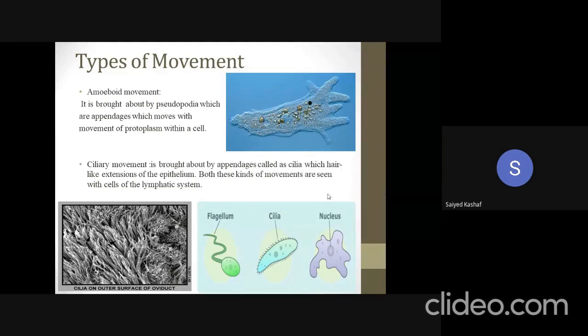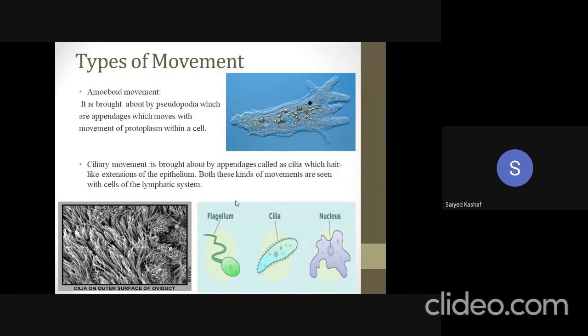Now another one is ciliary movement. It is brought about by the appendages called cilia. Cilia are hair-like structures that move in one direction to clean the debris and dust from the body, right? These are microscopic and thin hair-like extensions found in some cells or on some organisms. These cilia are found in the fallopian tube as well as in our nose, throat, lungs, and even in our brain.